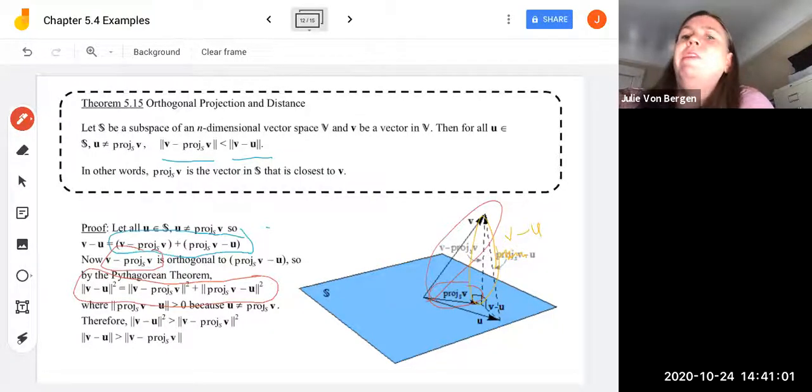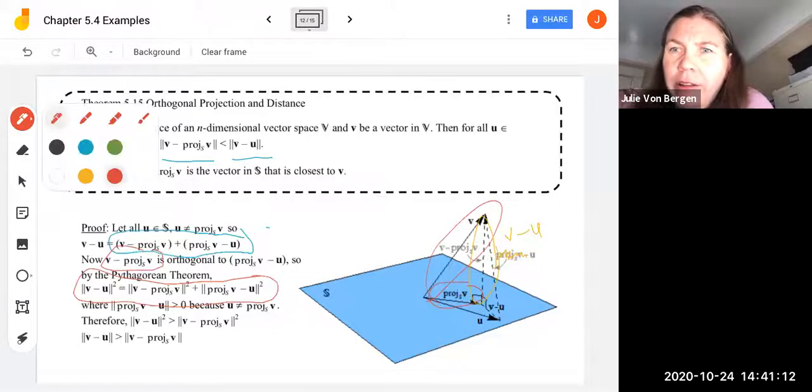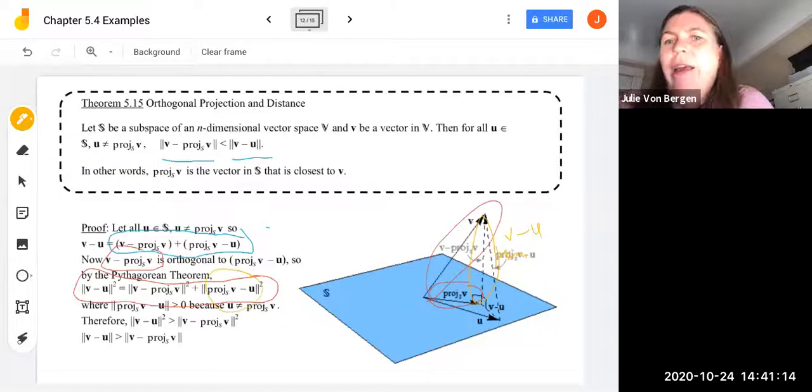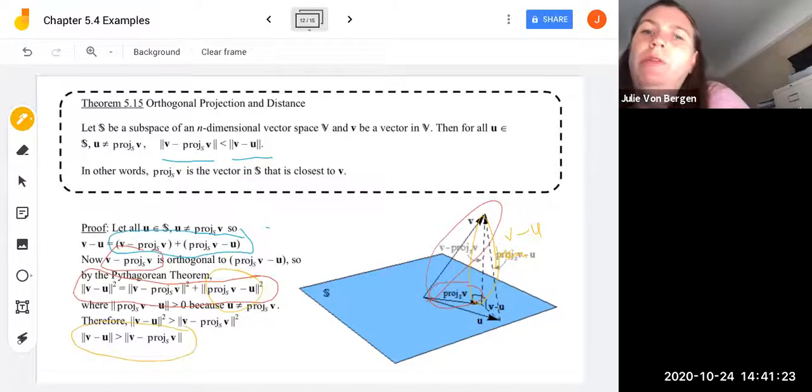the norm of V minus the projection of V onto S squared, because this part right here, I'll circle it in yellow, is non-zero. So if we take it out, of course, we're going to have that strictly greater than inequality. And then we can just root both sides and get this relationship: the norm of V minus U is greater than the norm of V minus the projection of V onto S.